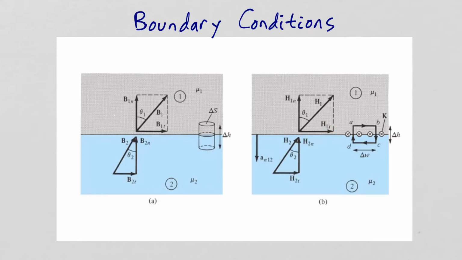We will define the angle that the magnetic fields make at the boundary as the angle between the field and a surface normal. To determine the condition on the normal component, we're going to apply the Maxwell equation: the integral of B dot dS is equal to 0. Our Gaussian surface will have this form.